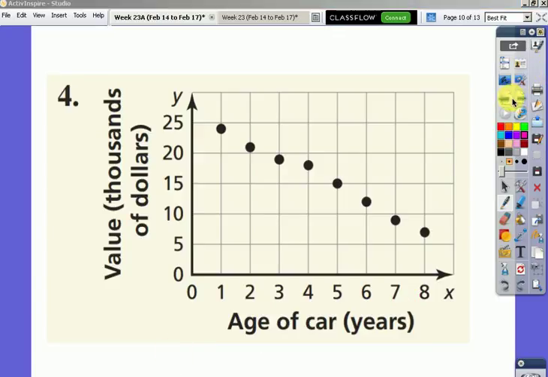Alright, here's the answer. Age of the car goes up. The value of the car goes down. Remember, you only need to plot using that first quadrant. Let's go on to the next slide here.